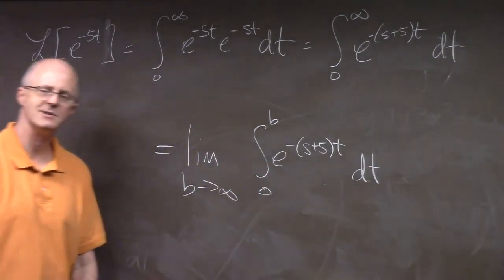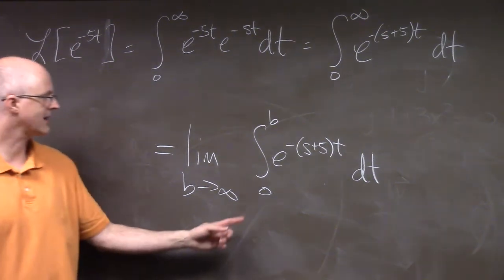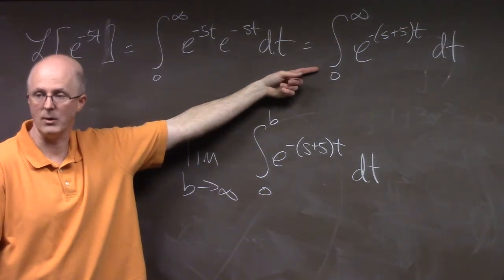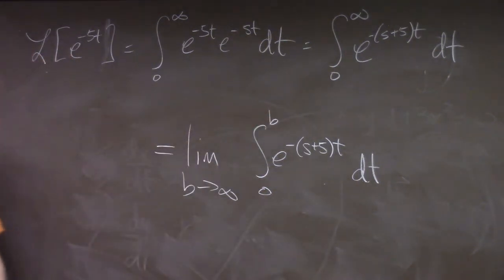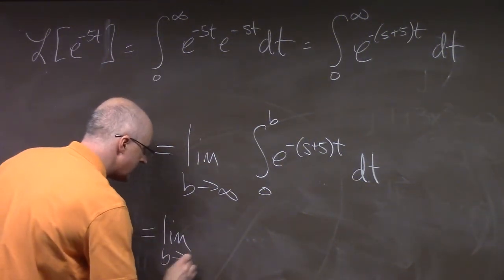Maybe for some values of s, the limit won't exist. Maybe for some values of s, this improper integral won't converge. And for other values of s, it will converge. In fact, that is what happens. Do the integral.